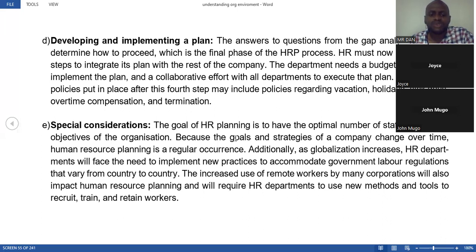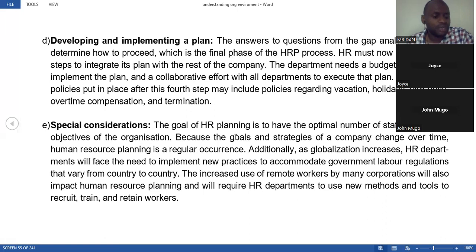Globalization increases. The human resource department will face the need to implement new practices to accommodate government regulations from country to country. So different companies, different organizations want to grow, want to spread their wings. Look at a company like Equity, for example. They are growing and they want to be in various parts of Africa. And it is forcing them to even recruit members from across the globe as a way of trying to increase their market share, trying to increase their sales or productivity, and it is very, very important. As much as you are planning locally, you also need to look at ways to increase your scope in the global arena.